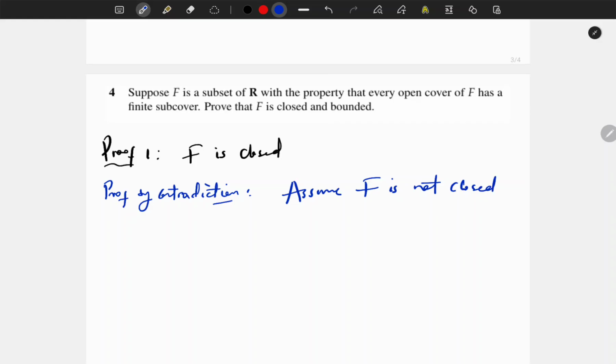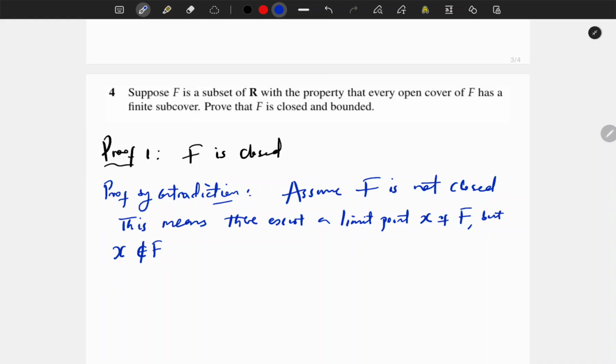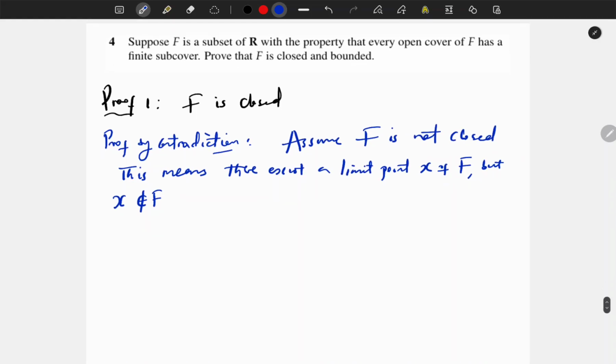So what does that mean? This means there exists a limit point x of F, but x does not belong to F. Okay, so let's construct an open cover of F.